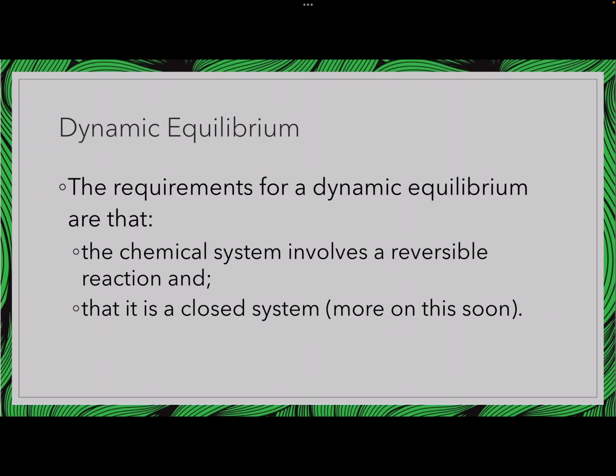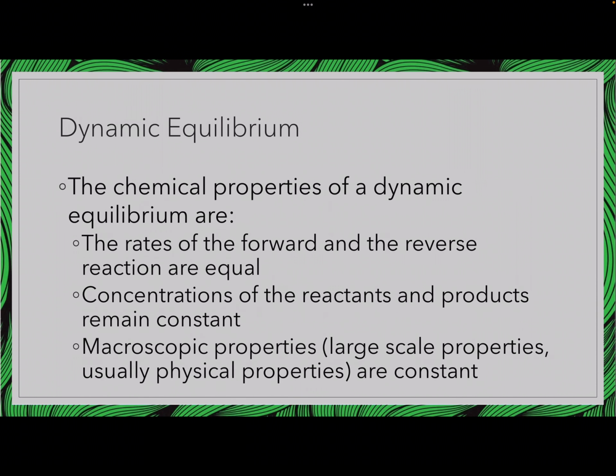Now, what that produces is a dynamic equilibrium system that has these three properties. The rates of the forward and reverse reactions are equal. The concentration of the reactants and products remains constant. And the macroscopic properties are also constant. When I say macroscopic properties, we're talking usually about physical properties, so things like color, state. If we've got anything changing, then it's not an equilibrium system.